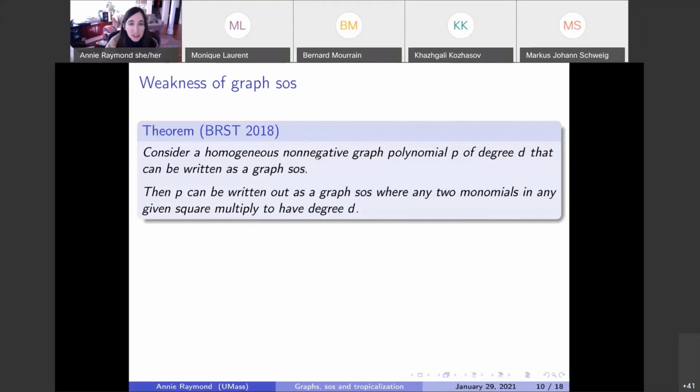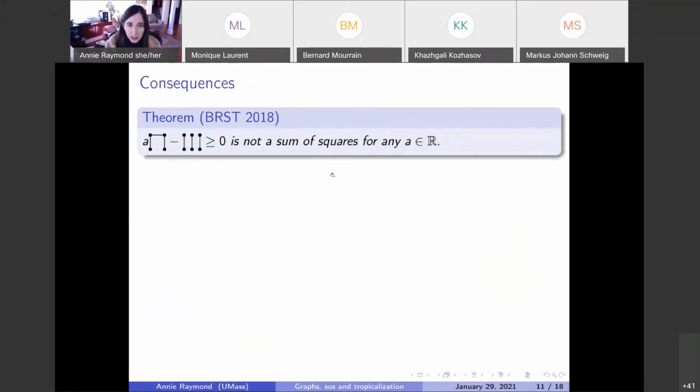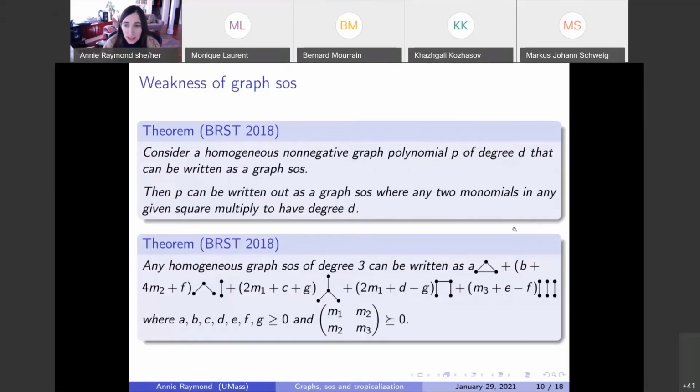So the statement is actually a bit stronger than that. What we actually show is that if you look at the lowest degree part of any graph polynomial, this has to hold. You won't be able to cancel things out. So because of that, it's not too hard to show what can happen.